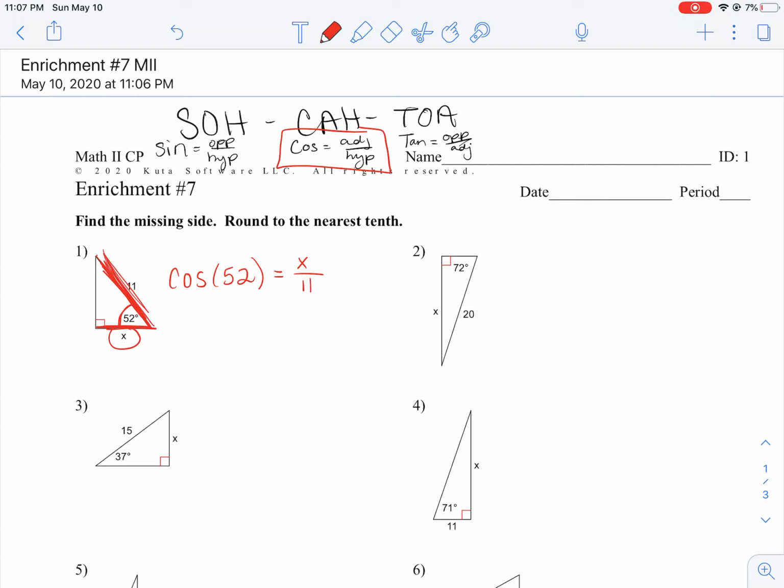Now if I want to solve for x, I've got to do the opposite of dividing by 11, which means multiplying both sides by 11. That's going to cancel here. So I'm going to get that x equals 11 times the cosine of 52.